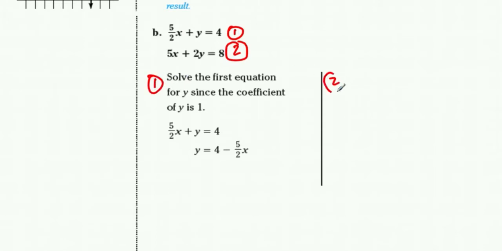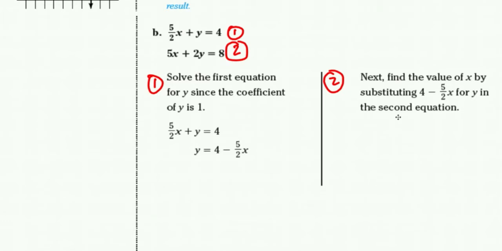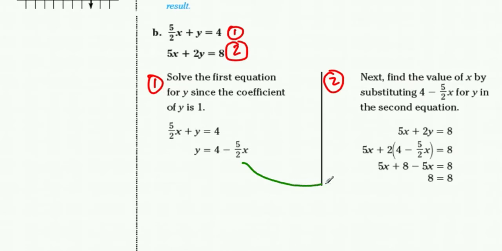That was using equation 1, and in the next step, we use equation 2. We take 4 minus 5 halves x and substitute it into the second equation, this one right there. So 4 minus 5 halves x has been substituted for the y right there. That y has been replaced with 4 minus 5 halves x. Then we simplify the expression on the left side. We have 5 halves x plus 8 minus 5x using the distributive property. Add like terms, and we end up with 8 equals 8.